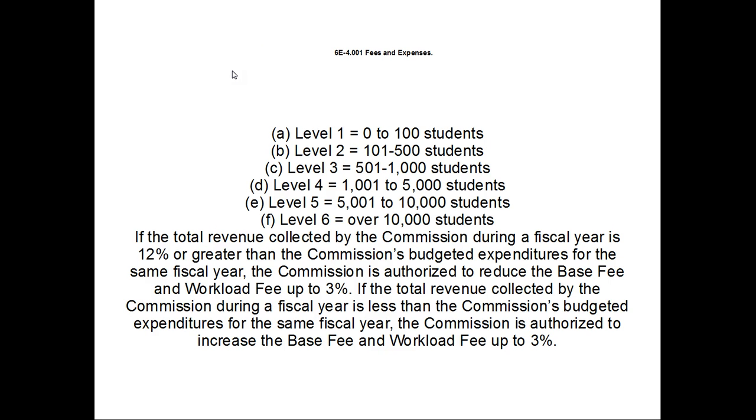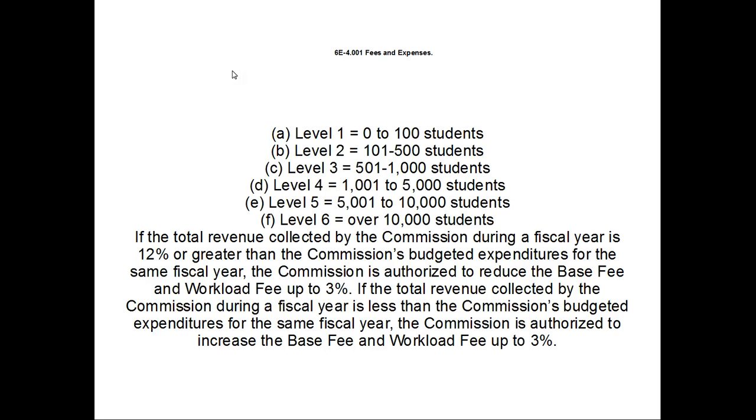Level 1 is 0 to 100 students. Level 2 is 100 to 500 students. Level 3 is 501 to 1,000 students. Level 4 is 1,001 to 5,000 students. Level 5 is 5,001 to 10,000 students. Level 6 is over 10,000 students.